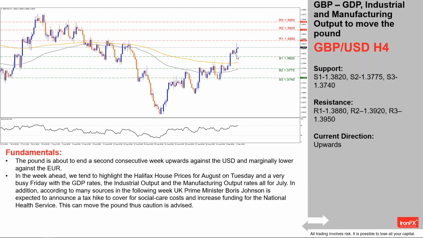This level was reached in the prior session. As you can see right here, it was tested but was not breached. And lower than that, we have the S2 137.75, and at the bottom we have 137.40. Now, at the moment, the RSI indicator is just on the 70 level, which implies the bulls are controlling the market. And that's it also for the pound.